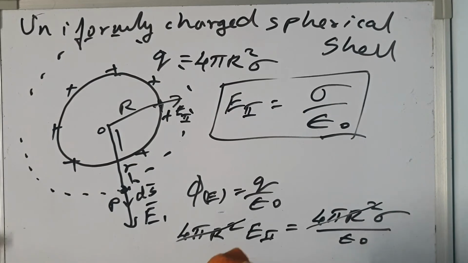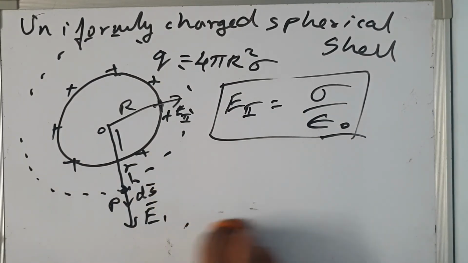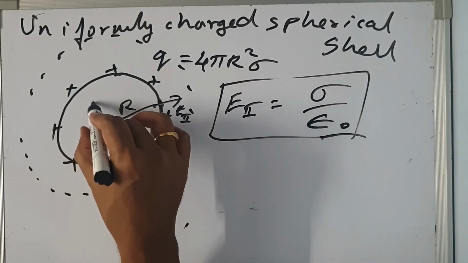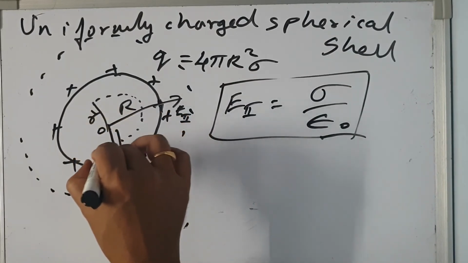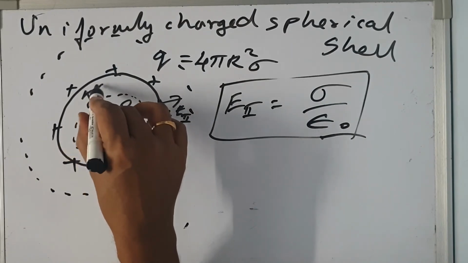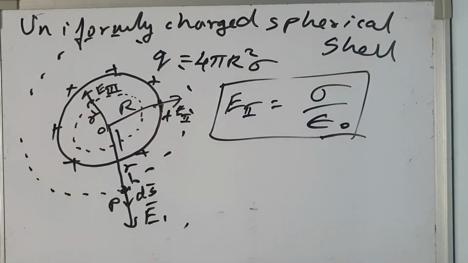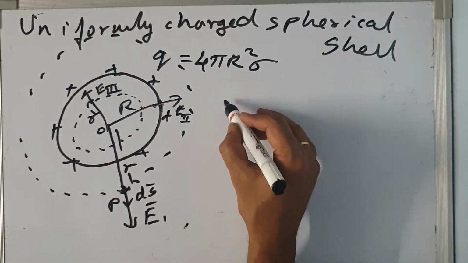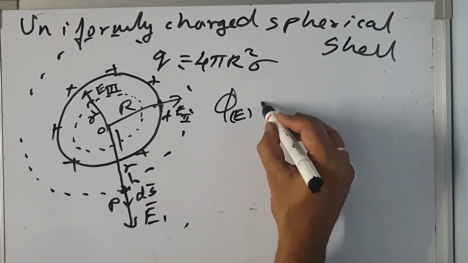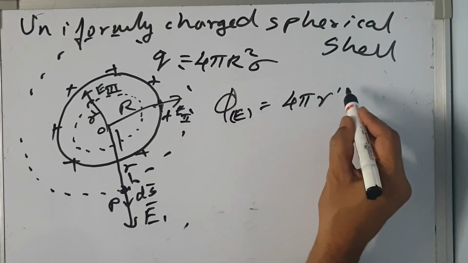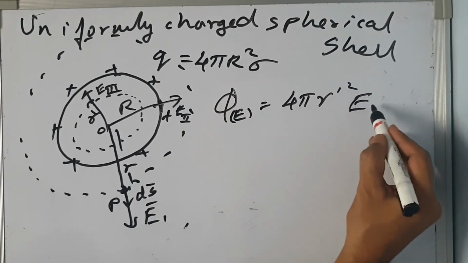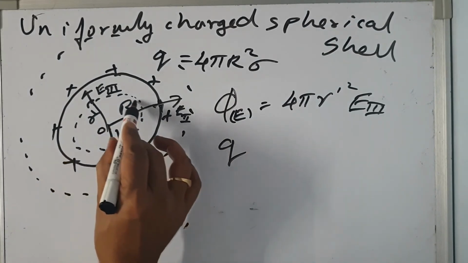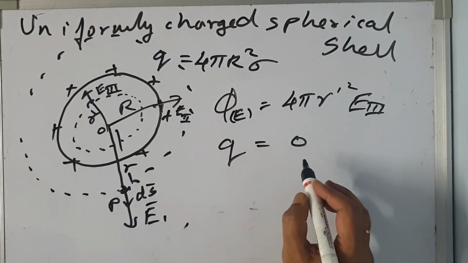Now, one more point I have to take. That means a point lying inside the spherical shell. Let me take a point here at a distance r dash, which is smaller than capital R. Form a Gaussian surface here. Let electric field intensity here be E3. Then, what will be the flux over that Gaussian surface of radius r dash? We can show that phi E is 4 pi r dash squared E3. What is the charge enclosed by this Gaussian surface? Is there any charge inside this Gaussian surface? No, the charge enclosed is 0.